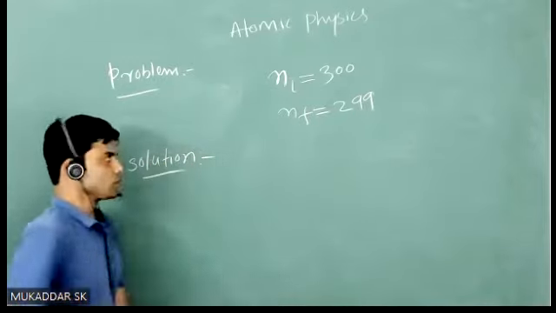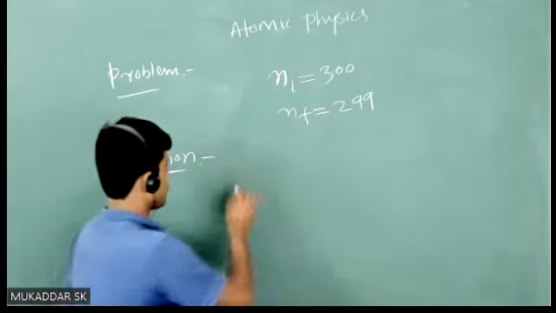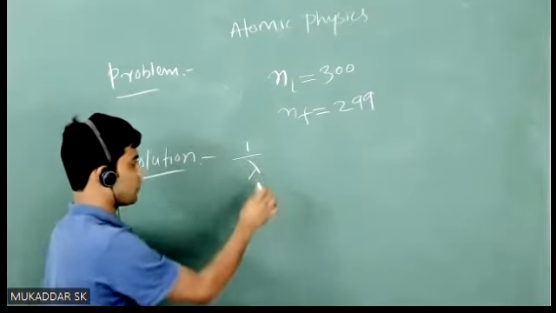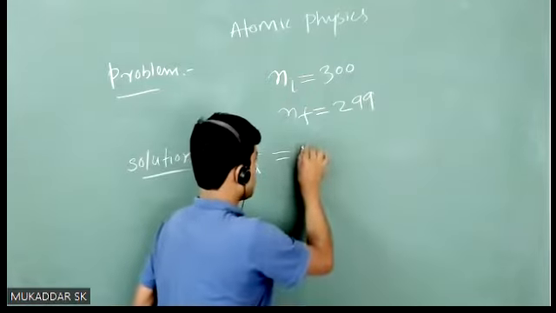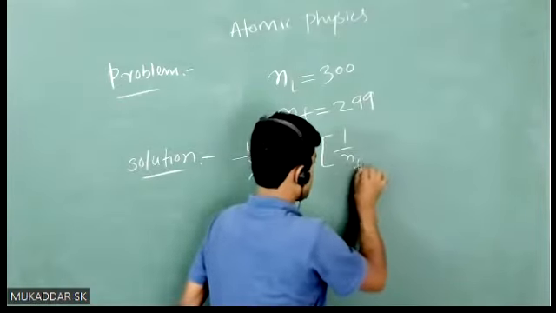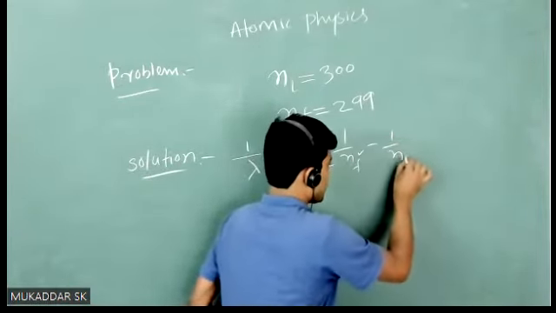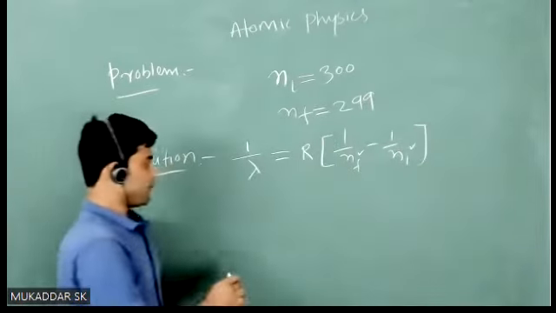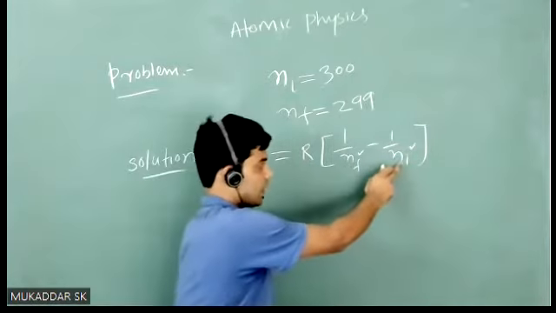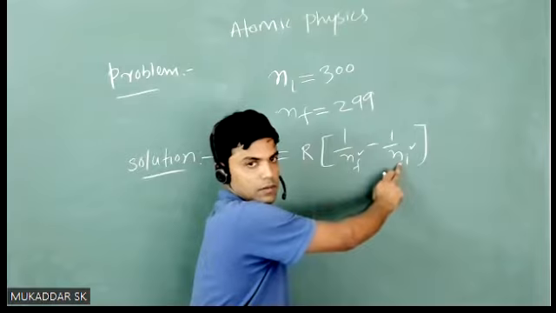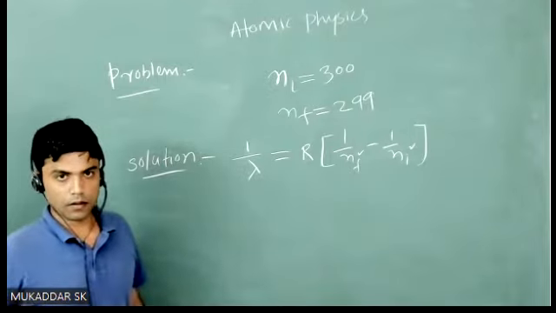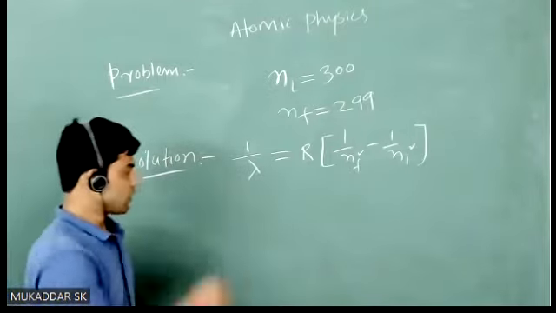So how will we proceed? If you remember, the wavelength of emitted photon, that is lambda, then 1 by lambda equals to, for hydrogen atom, it will be simply R into 1 by NF square minus 1 by Ni square. Okay. So R is the Rydberg constant, NF is the final state principal quantum number, and Ni is the initial state principal quantum number. So from this equation, you can calculate the wavelength of emitted photon. Okay. So straightforward calculation. Now you can do it.